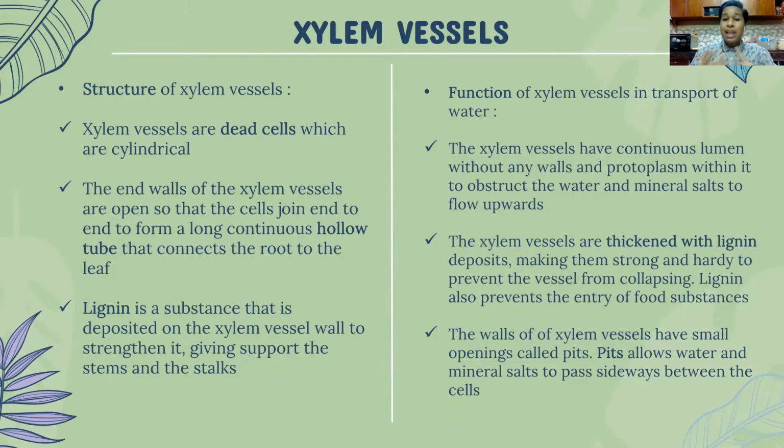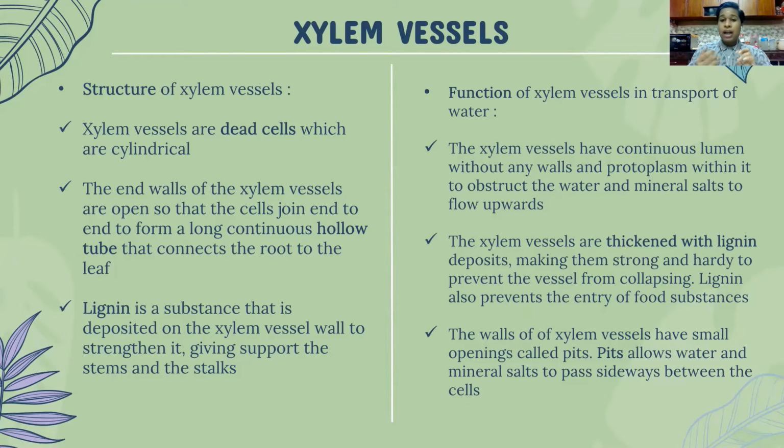Now let's take a look at the function of xylem vessels in transport of water. First of all, the xylem vessels have a continuous lumen without any walls and protoplasm within it to obstruct the water and mineral salts from flowing upwards. This continuous lumen means a continuous hollow tube.